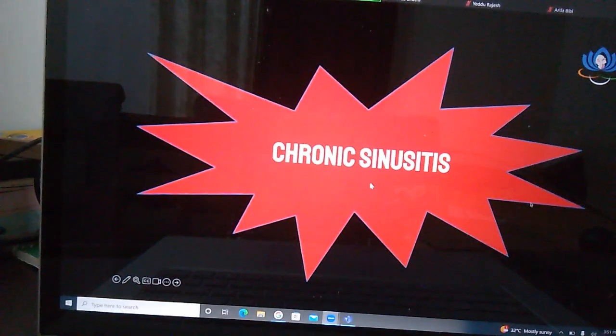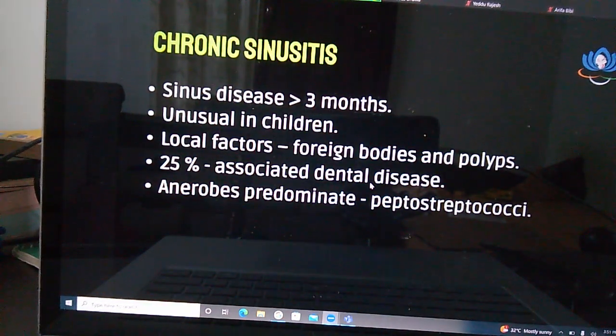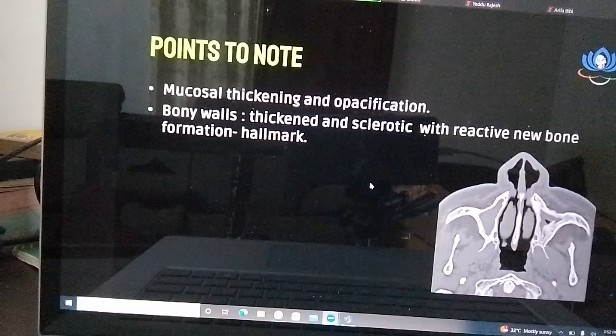So where do we see this? We see it in chronic rhinosinusitis. Whenever there is sinus disease of more than 3 months, we label it as chronic sinusitis. It's usually unusual in children. Children come with recurrent URIs, ENT symptoms, and if children are there, then you suspect adenoids, foreign bodies or polyps. And 25% of chronic sinusitis is associated with dental diseases also, sometimes an orodental fistula, things like that. And in chronic sinusitis, predominantly anaerobic infection may be there.